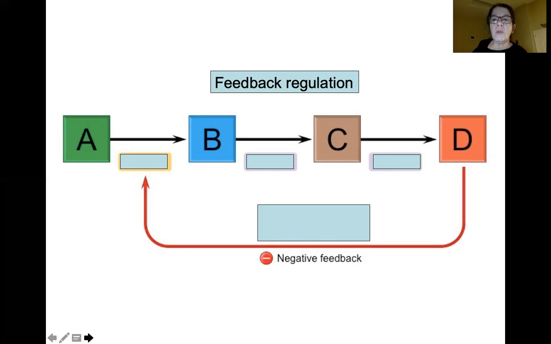Event D can also inhibit prior events. This ensures that the direction in which the events are moving is only one way. So you go from A to B, from B to C, and from C to D, and you can't go back to A. You can't do A, B, C, A, B, D, B, A, B, C, D. It has to be A, B, C, and D. And this is assured by positive feedback loops and negative feedback loops, showing that events are dependent on each other.